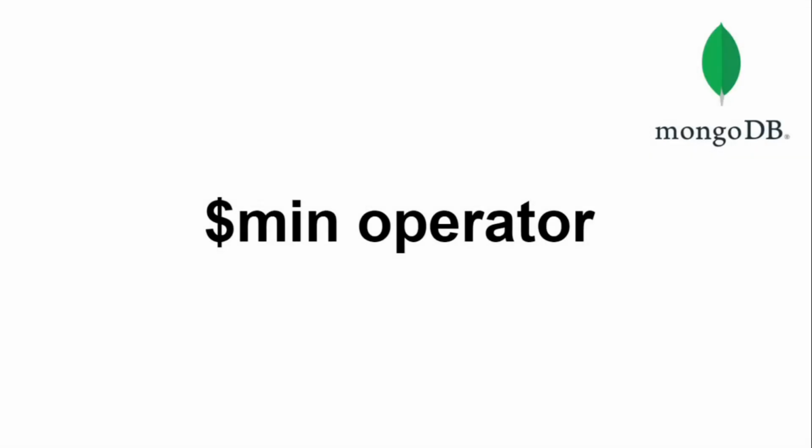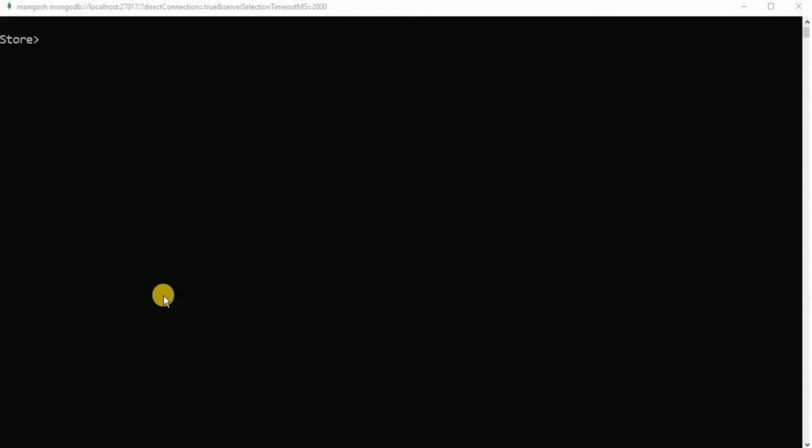Welcome back. In this video, I'm going to show you what is the purpose of the min operator and how you can use the min operator in MongoDB. The min operator, or the minimum operator, is also a kind of update operator. The minimum operator updates the value of the field to a specified value if the specified value is less than the current value of the field. Moreover, the minimum operator can compare values of different types using the BSON comparison order.